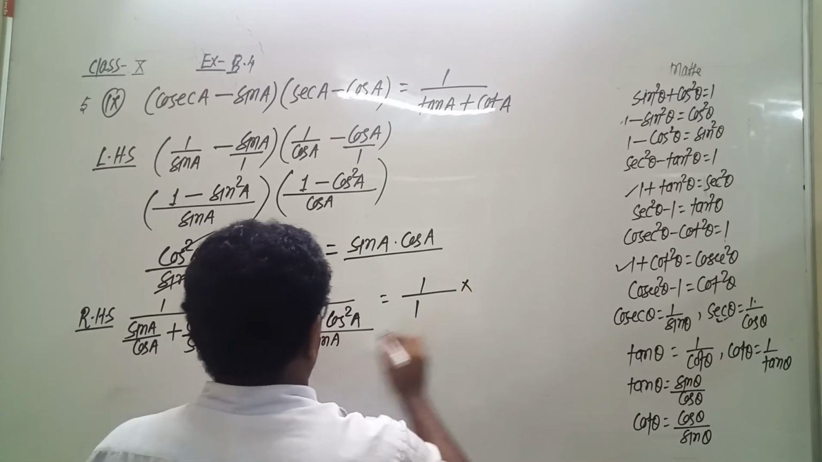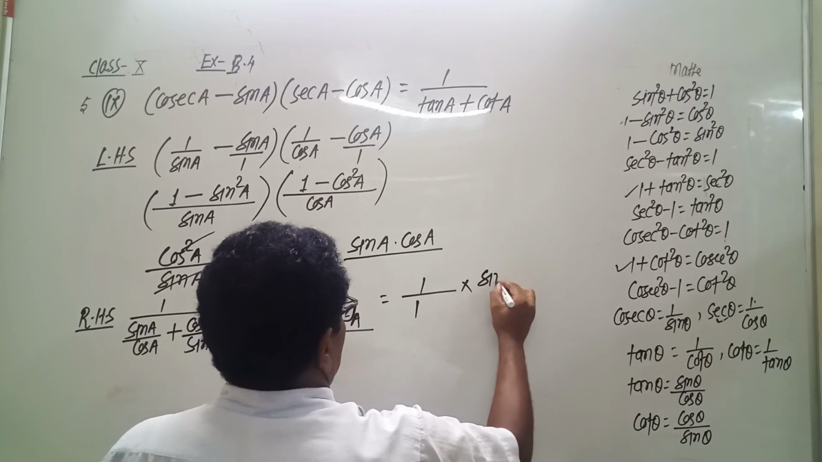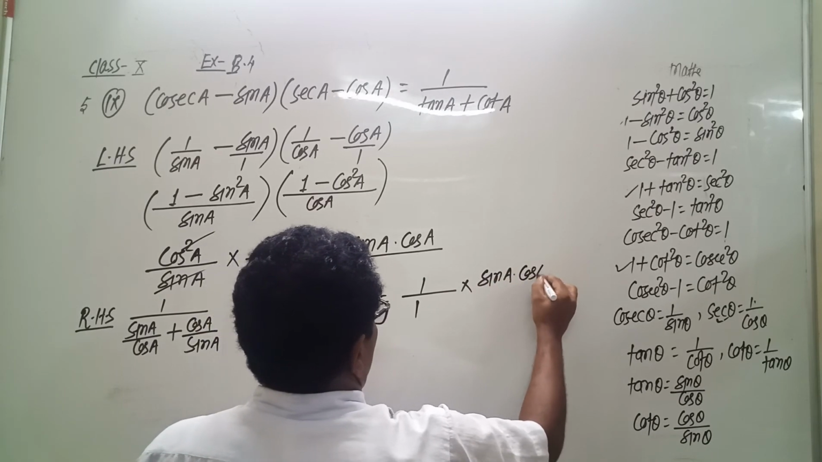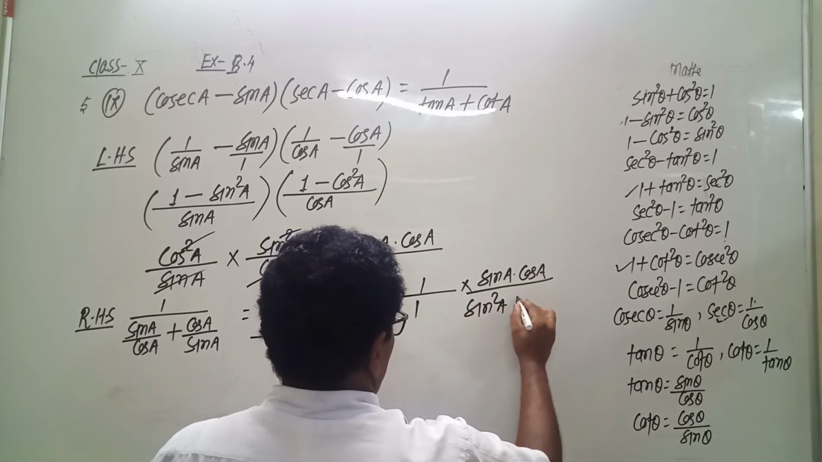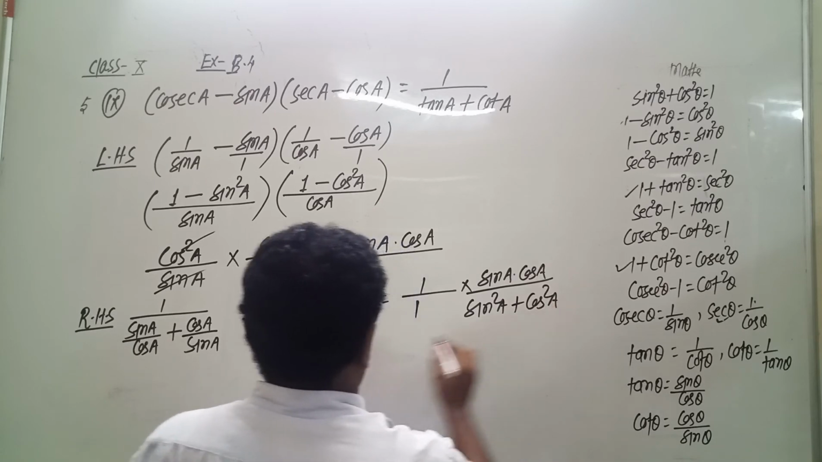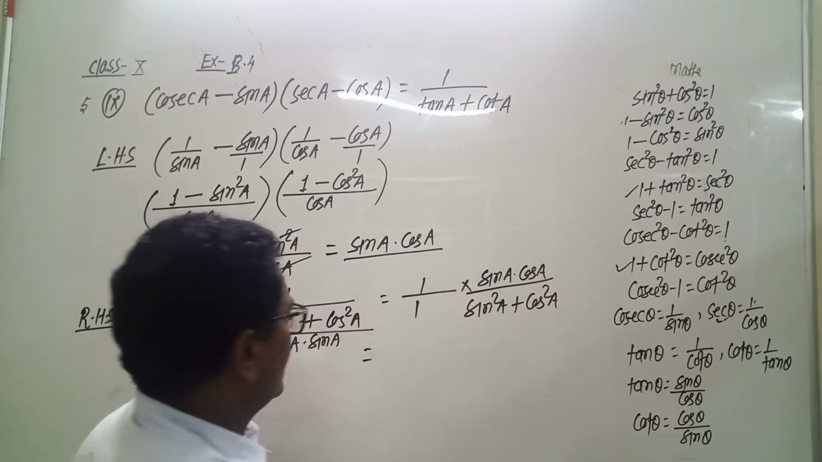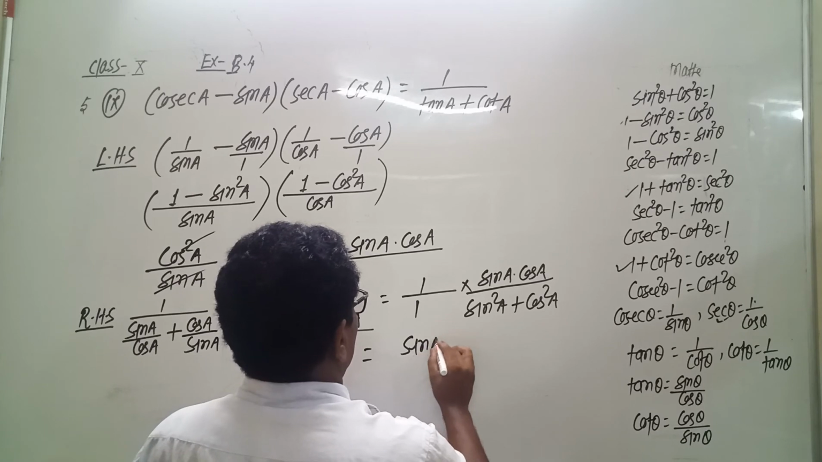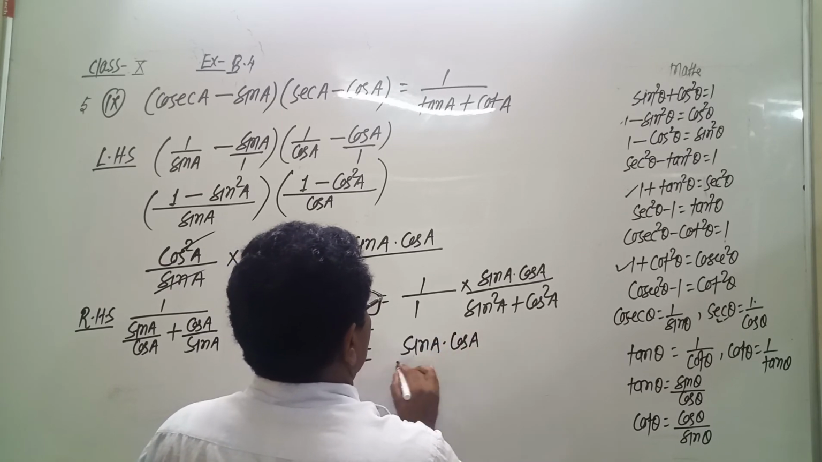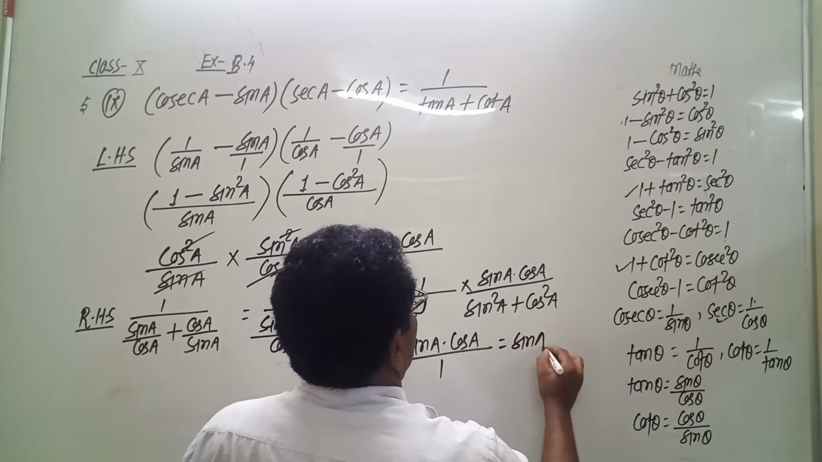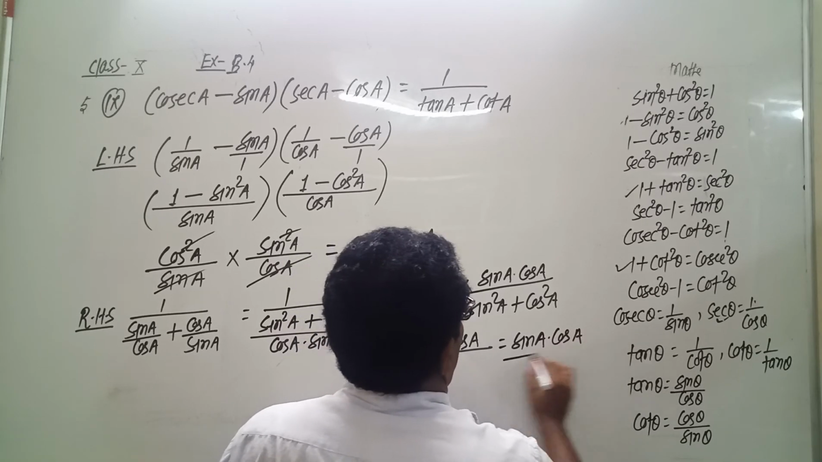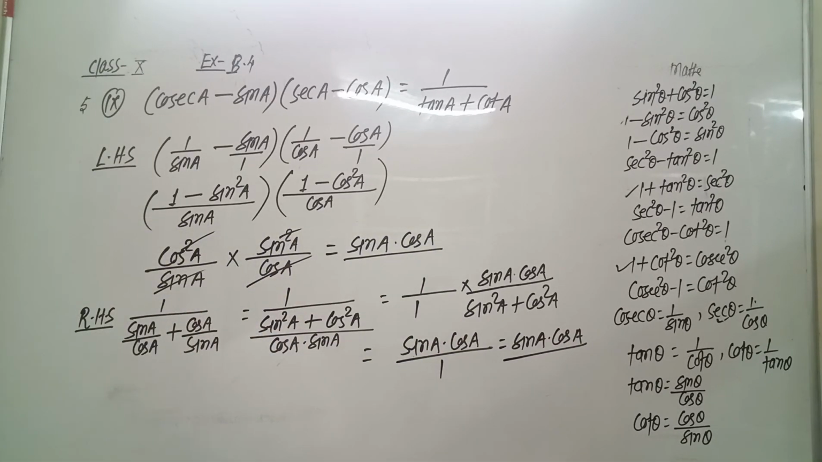So 1 upon, we write this in multiplication form, 1 into the reciprocal, sin A into cos A upon sin square A plus cos square A. Then 1 multiplied by sin A into cos A gives sin A into cos A, and sin square A plus cos square A is 1. The result we get is sin A into cos A. So LHS is equal to RHS.